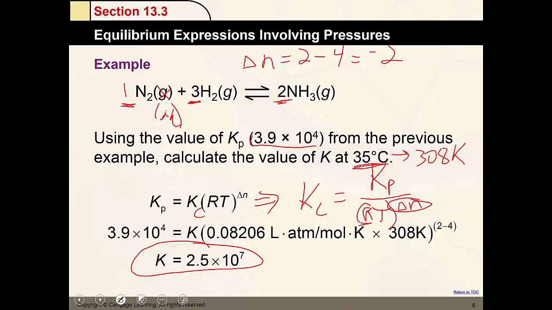So you should be able to now calculate for any Kp value Kc, and if given Kc, you should also be able to calculate for Kp using this relationship.